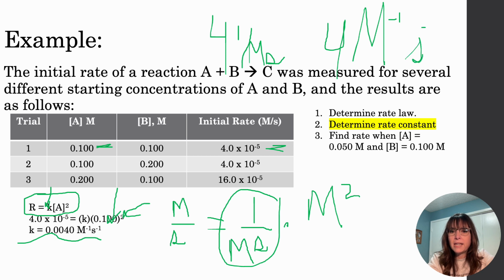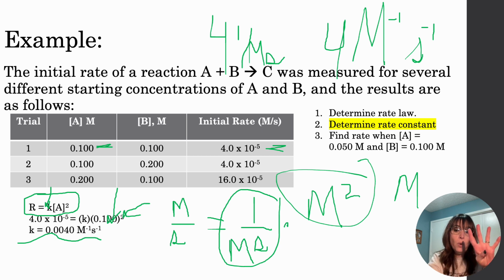So what if you had an overall order of just 1? So this piece right here would just be an M, right? Well, you wouldn't have to have an M on the bottom. So your K would just simply be S to the negative 1. If you had an order of 4, you would have M to the negative 3, S to the negative 1. So always an S to the negative 1, and the M is 1 less than the total.